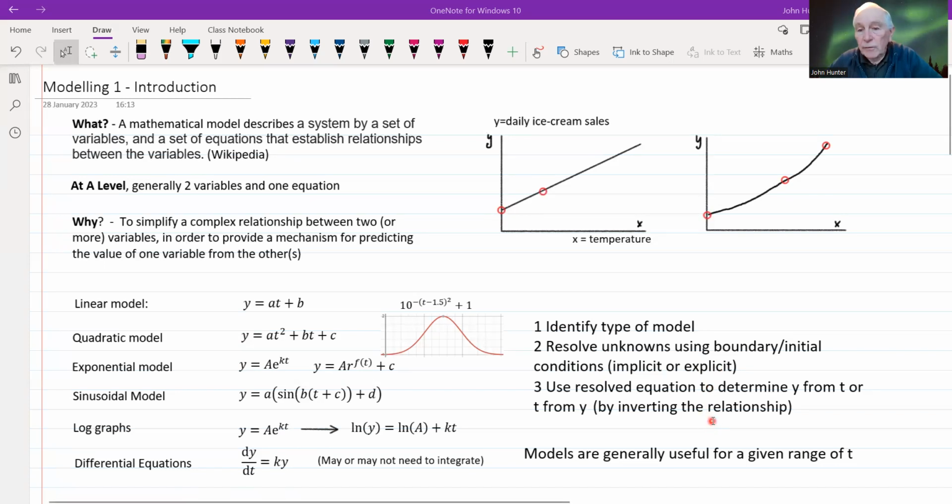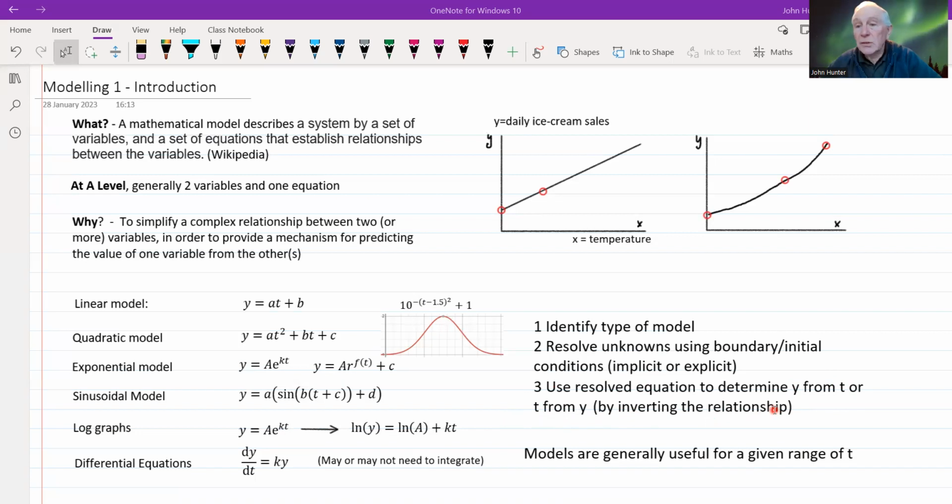And then once we've found our unknowns, we have a fully resolved equation, and we can actually use that to, first of all, determine y, in this case from t, just by substituting a value of t in, or sometimes, or potentially, usually, in fact, t from y. And to do that, we need to invert the relationship, which might involve changing the subject of the equation.